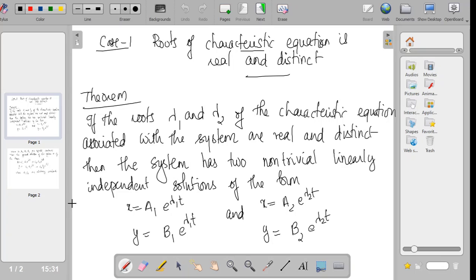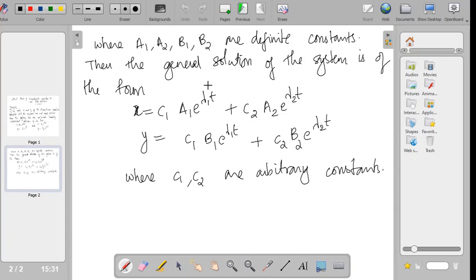Now the corresponding general solution will be their linear combination. So here a1, a2, b1, b2 are definite constants. The general solution will be of the form x equal to c1 a1 e raised to lambda 1 t plus c2 a2 e raised to lambda 2 t, and y will be given by c1 b1 e raised to lambda 1 t plus c2 b2 e raised to lambda 2 t. Here c1 and c2 will be arbitrary constants. So this is the form of the general solution when you have two different real roots for the characteristic equation of the given homogeneous system.